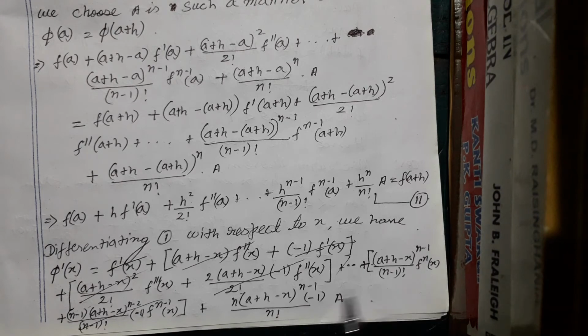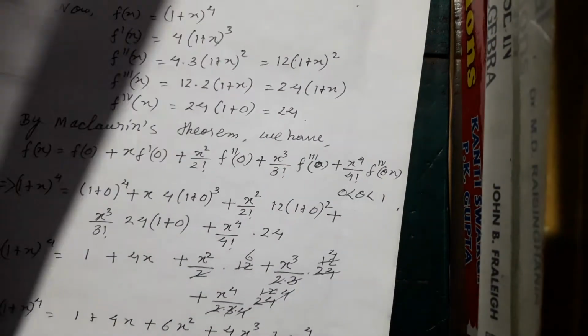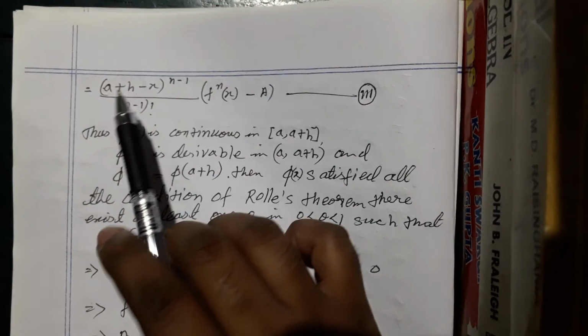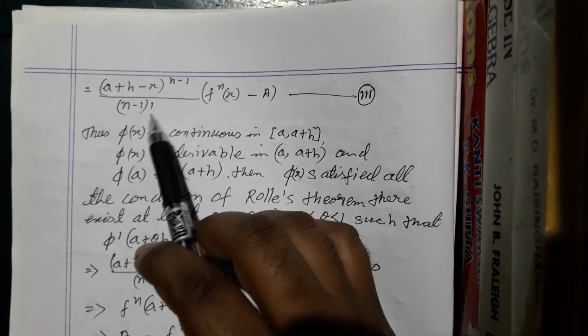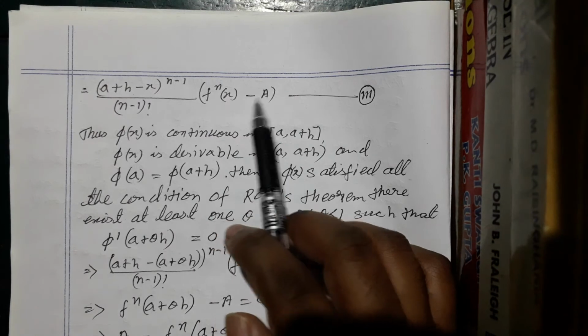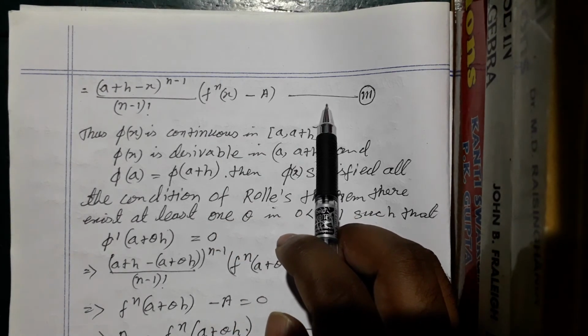So we'll take common from here whatever is common. If we take common here, we get a plus h minus x to the power n minus 1 divided by n minus 1 factorial, f n x minus a. Let us take this as equation 3.